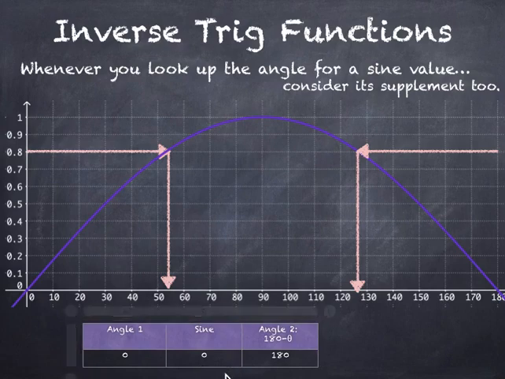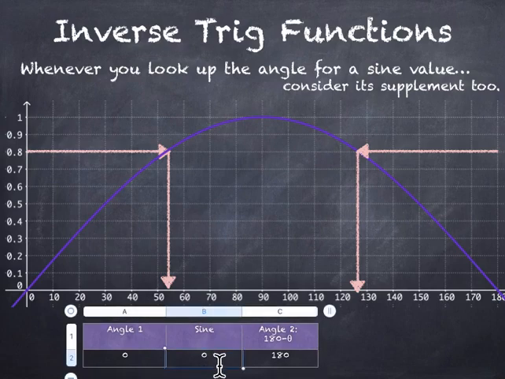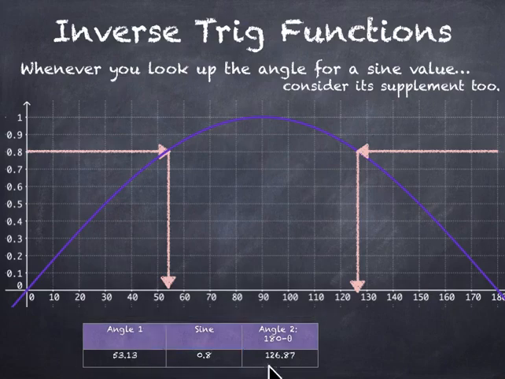Here's a tool that we can use. If I were to type in 0.8 and do second sine of 0.8, the calculator is going to give me this angle here, the 53 that we found. You'll need to sometimes consider whether 180 minus 53 degrees is an angle worth thinking about.